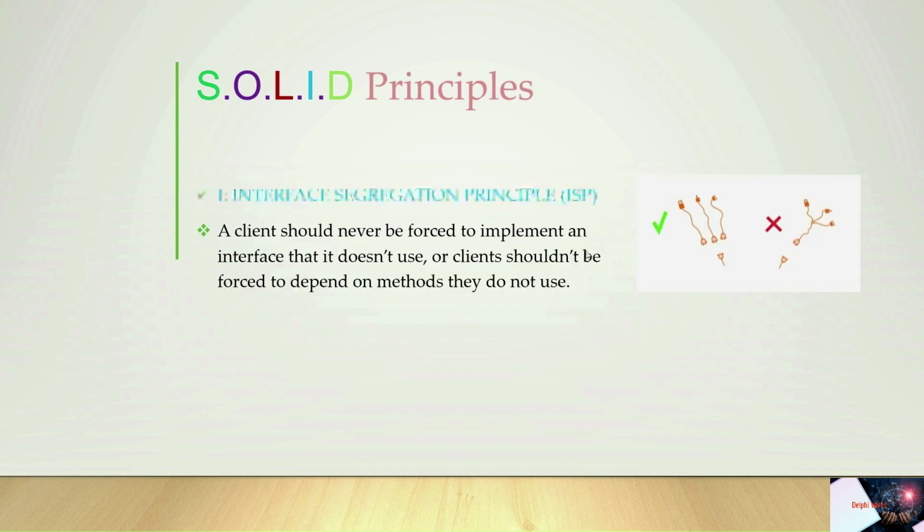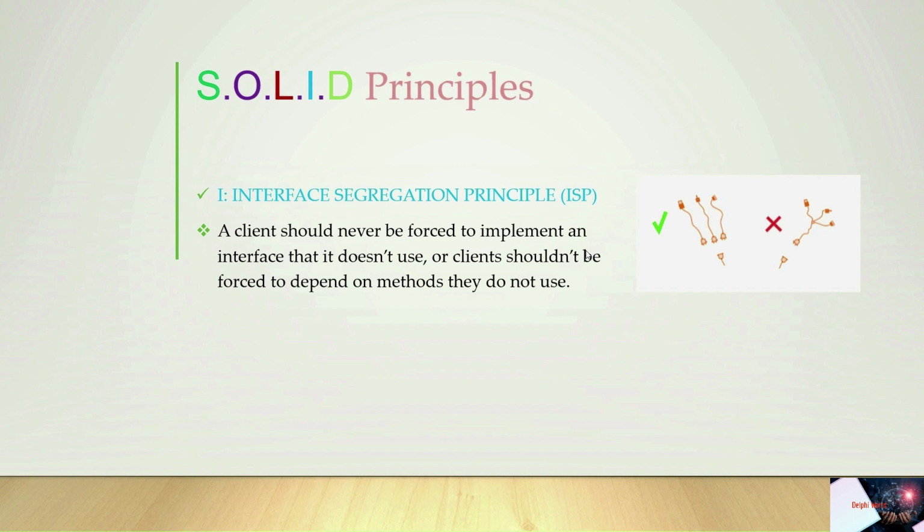Now next is the interface segregation principle. A client should never be forced to implement an interface that it does not use. Our client should not be forced to depend on methods they don't use. Suppose we have an interface that has 10 methods, and I want to inherit that interface in my class. But my class needs only 2 or 3 methods of that interface. When I inherit the interface, I need to implement all 10 methods in my class, even though only 2 or 3 are relevant to me. We need to implement the other 7 methods as well.